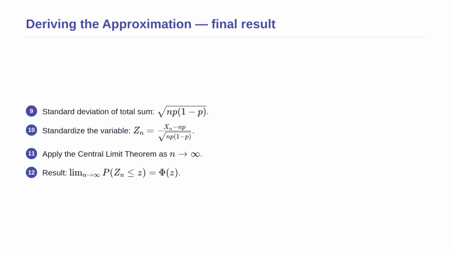Finally, we apply the broader central limit theorem. It dictates that as the number of independent trials n grows infinitely large, the probability distribution of this standardized sum perfectly converges to the standard normal curve, represented by phi of z. We have successfully proven the De-Moivre Laplace Theorem.